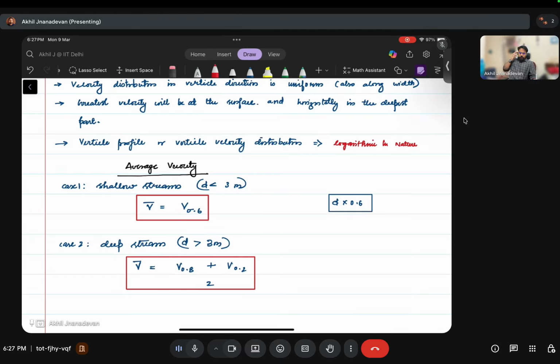So for the average velocity in the case of deep streams, we'll be measuring the velocity at a depth of 0.2 times depth and 0.8 times depth. These measurements we'll be taking, and we'll be taking the average. So that is the way to get the average velocity for a flow in which the flow is non-uniform in the vertical profile, with open channel flow with the velocity profile being logarithmic. Okay, so the formula is v 0.8 plus v 0.2, by 2.